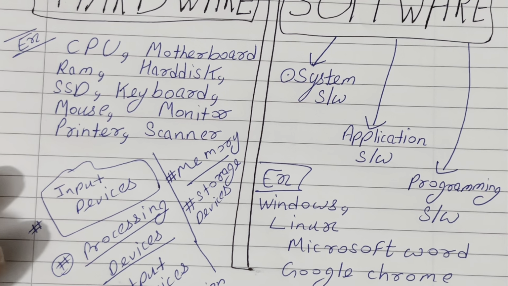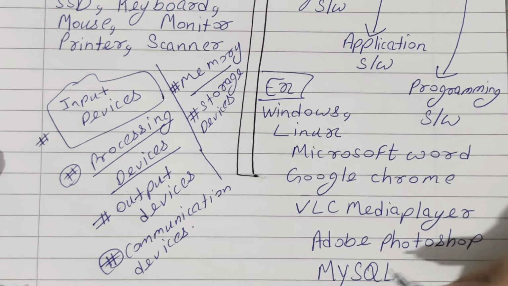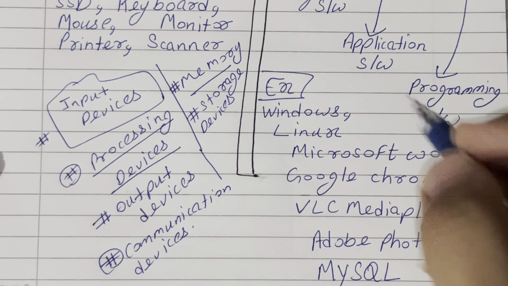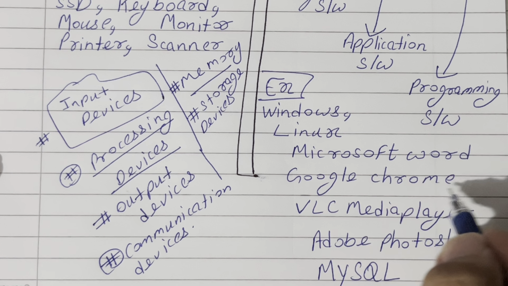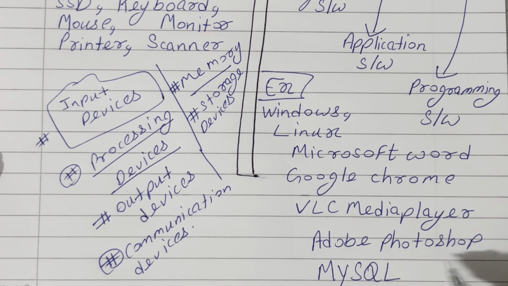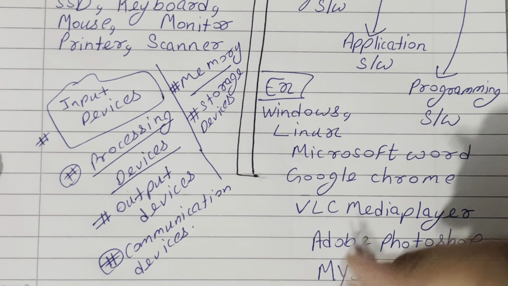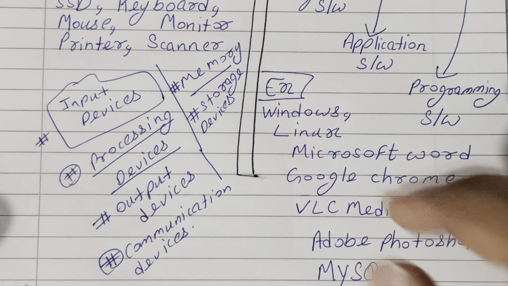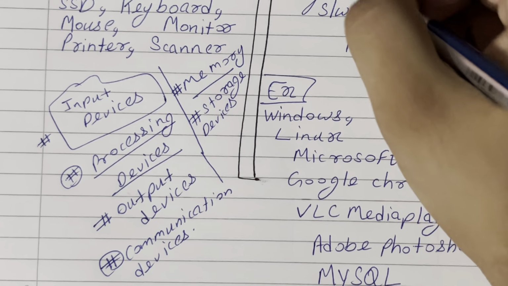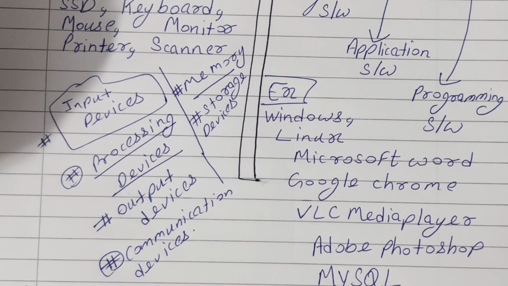Now let's see some examples of software. So guys, these are some examples of software: Windows, Linux, Microsoft Word, Google Chrome, VLC Media, Adobe Photoshop, MySQL, and I know most of you already use these software. So I will not waste your time on explaining these. I will simply explain its types.